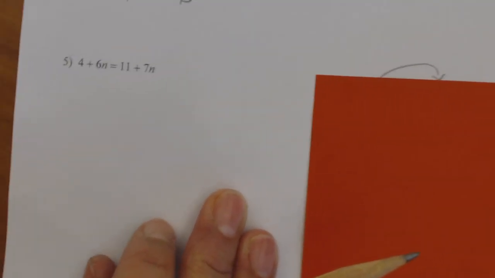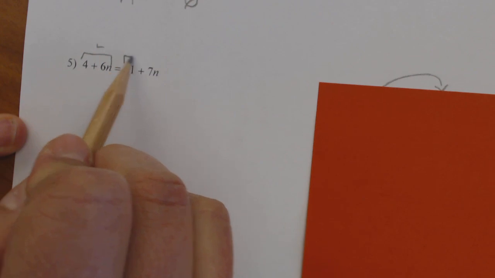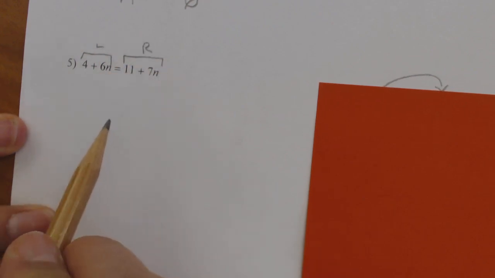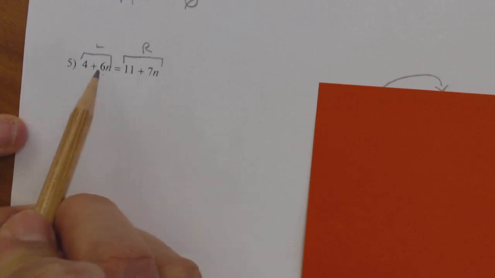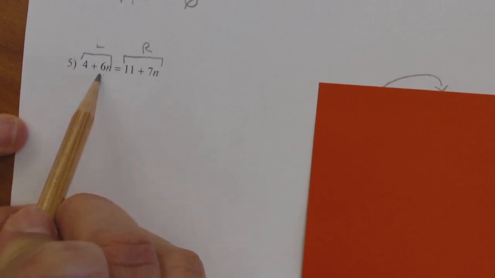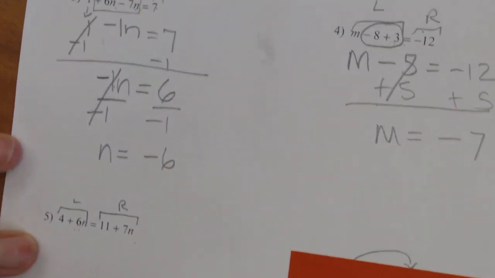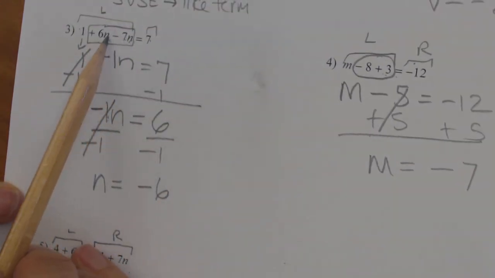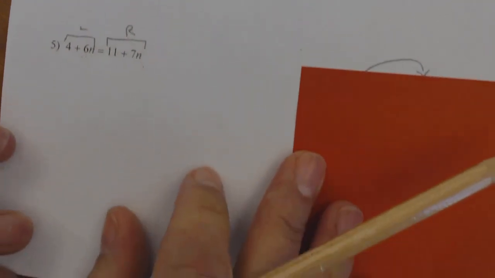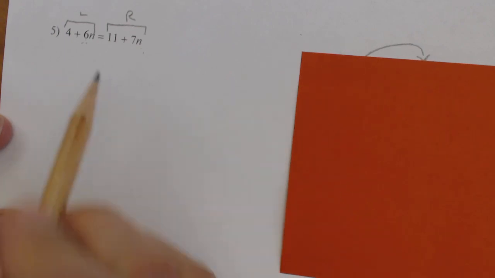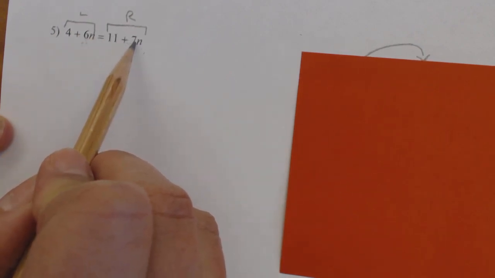And for number 5 here. Number 5, remember we have the left side of the equation and the right side of the equation. And now if you notice, we have like terms here, but 6n is on the left side, 7n is on the right side. This is different than what we saw up here. Up here, they're on the same side. So we could combine them here. Down here, we cannot. We must use inverse operations to bring one over to the other side.